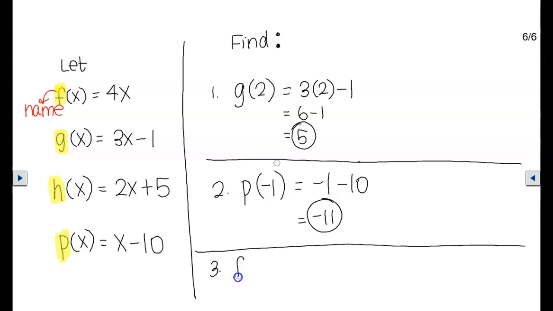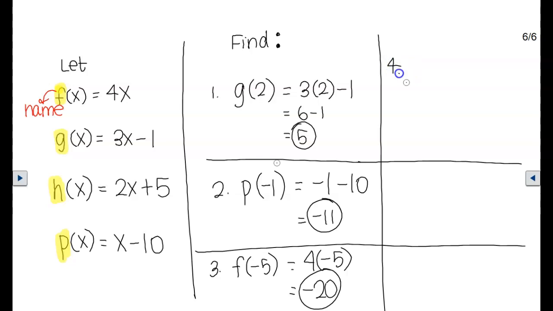Okay, I could do find f of -5. Now, this letter right here tells me to use the function named f, which is this first one, and to input a -5 where that x is. So I'm going to do 4 times -5, which is -20. So I want you to notice here, all you're doing is plugging in a number for x. The letter right here in front tells you which function you're plugging into, which function to use.